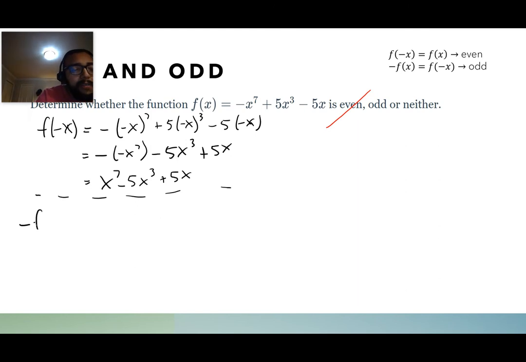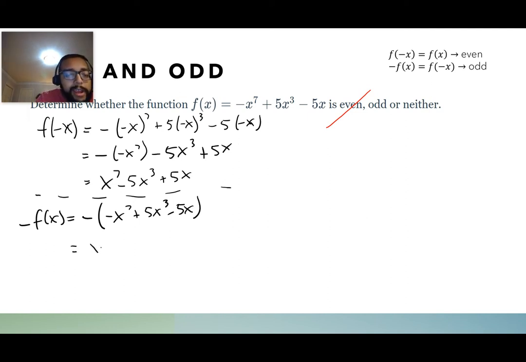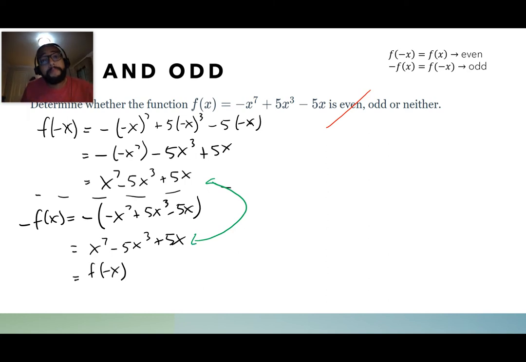Cool. Negative f of x. Again, take a negative and make sure to distribute it to all our terms here. So we got x to the 7th minus 5x cubed. I'm liking this. 5x. This is great news, guys, because this is saying, and you can see for yourself, these two are the same. Negative f of x is equal to f of negative x. Great news, because that means I have an odd function.